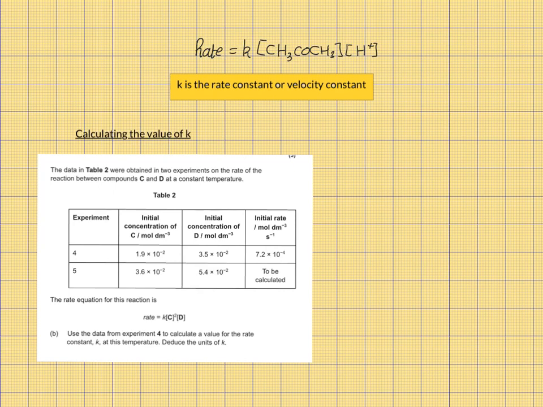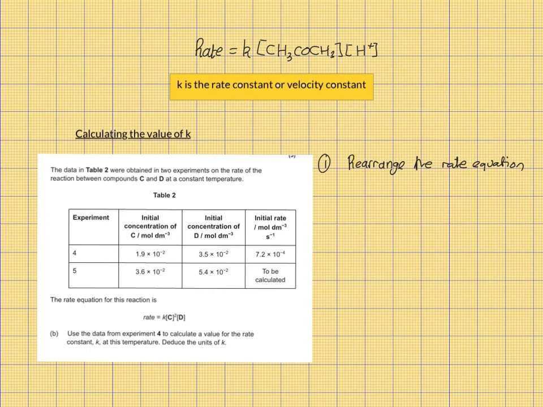This is called the rate constant or the velocity constant, and we're going to look at now how we can calculate values for it for a particular experiment, and how to calculate its units. So in this experiment we've got 2 reactants, C and D. The order of reaction with respect to C is second order and first order with respect to the concentration of D. So what we need to do is to look at the data for experiment 4 to find out a value for the rate constant K at a particular temperature, because remember K is affected by temperature. So we need to find a value and also deduce the units for this particular experiment.